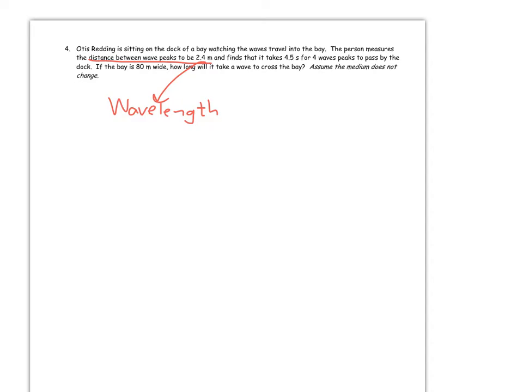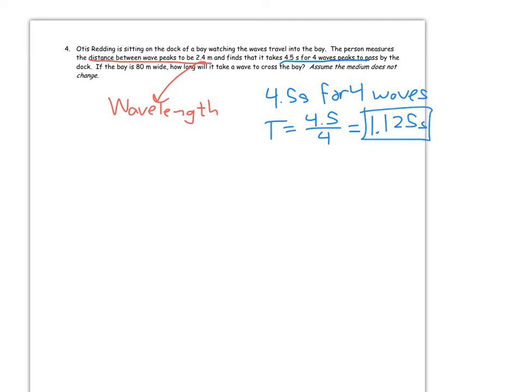And then the other piece of information we're given is that 4.5 seconds is how long it takes 4 wave peaks to pass by. And so if it's 4.5 seconds for 4 waves, okay, we can figure out how long it is for one wave, and that's going to be our period. So our period, T, is just going to be 4.5 over 4, which gives us 1.125 seconds. So that is our period.